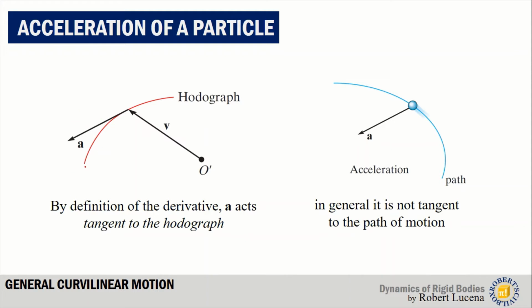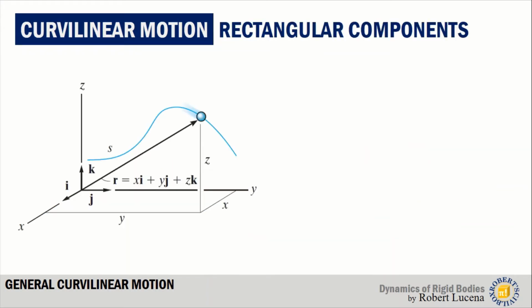Because if this is defined by velocity as a function of time, if you get the derivative of this equation, that would be acceleration. Therefore, acceleration is tangent to the hodograph, but is not tangent to the path of motion. And velocity is tangent to the path of motion, but is not tangent definitely to the hodograph.